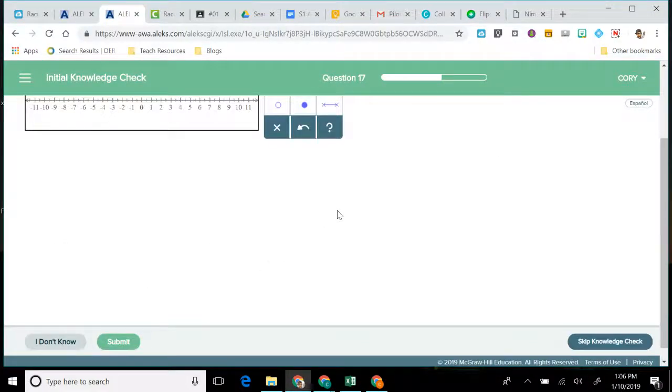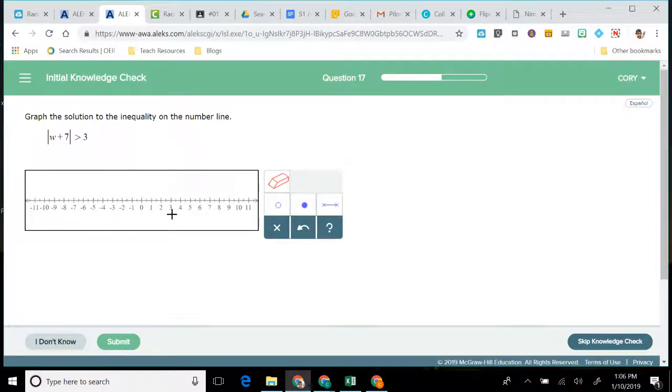Whew, getting a workout. Oh, this is easy. So absolute value, you split it. It's w plus 7, positive, and then negative. So negative w plus 7 is greater than 3. Or, wait, do I do it twice here? I'm pretty sure. Oh, yeah, I do. Okay, so we'll do this twice.